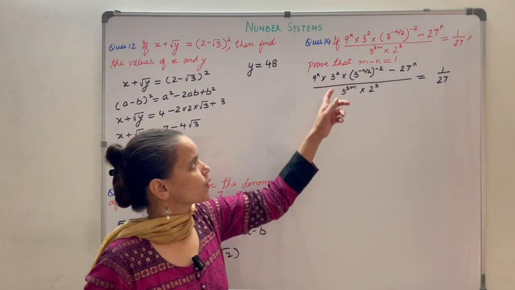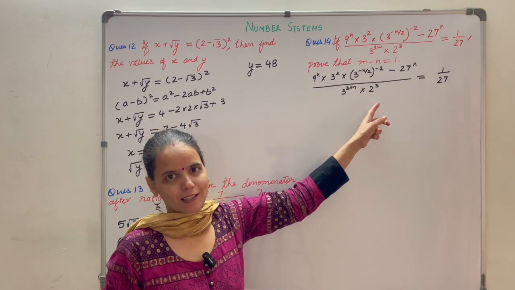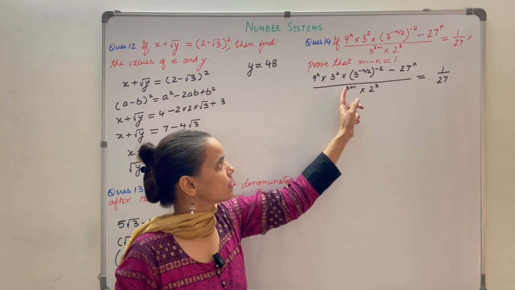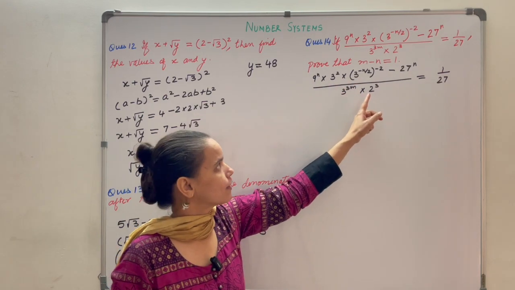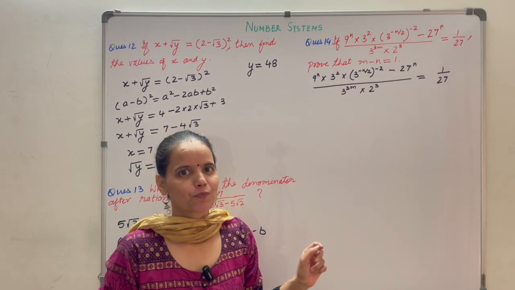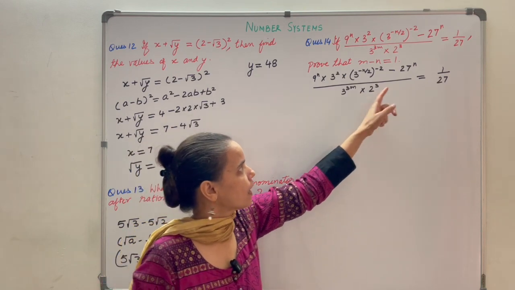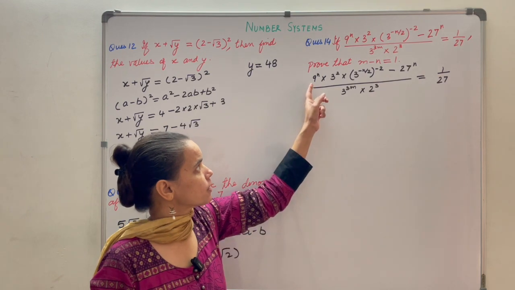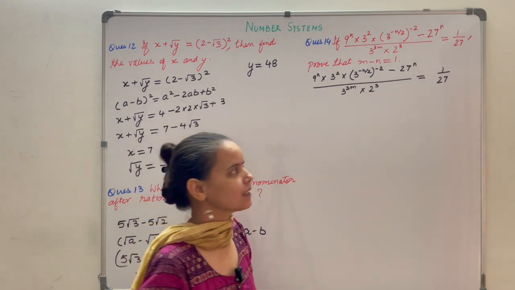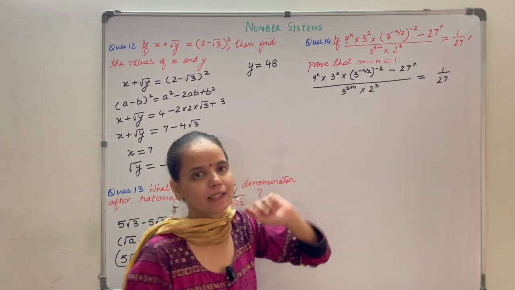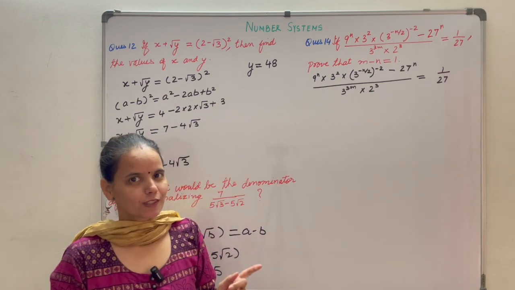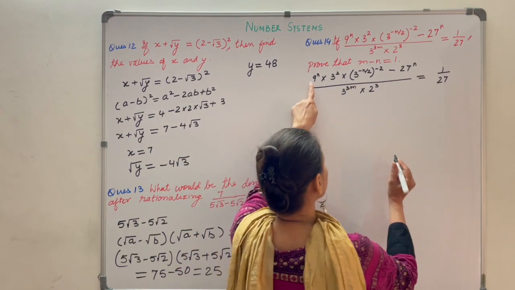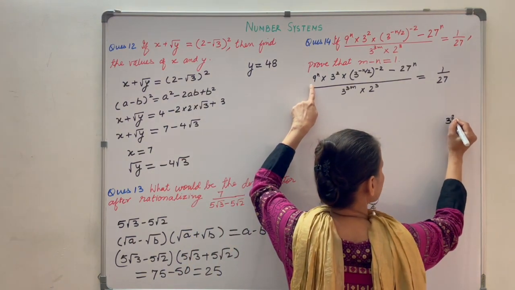Here you can see that all these numbers are written in exponential form. For these numbers the base is 3, and for this number the base is 2. So let us write down 9 and 27 also in exponential form. The exponential form for 9 is 3 square, and for 27 it is 3 cube. So this will solve our purpose. So let us write it down. So instead of 9, you can write it as 3 square.